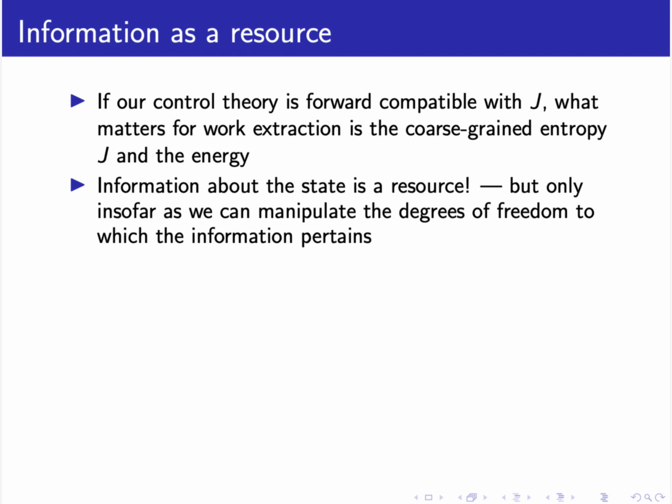That means information about the state is a resource, because if I know less about the state, it's going to have a higher Gibbs entropy, but only insofar as I can manipulate the degrees of freedom to which the information pertains. In other words, only insofar as knowing more about it means it has a lower J entropy. In other words, it's only if I know things about those degrees of freedom that the coarse-graining permits me to influence that I can get something out.